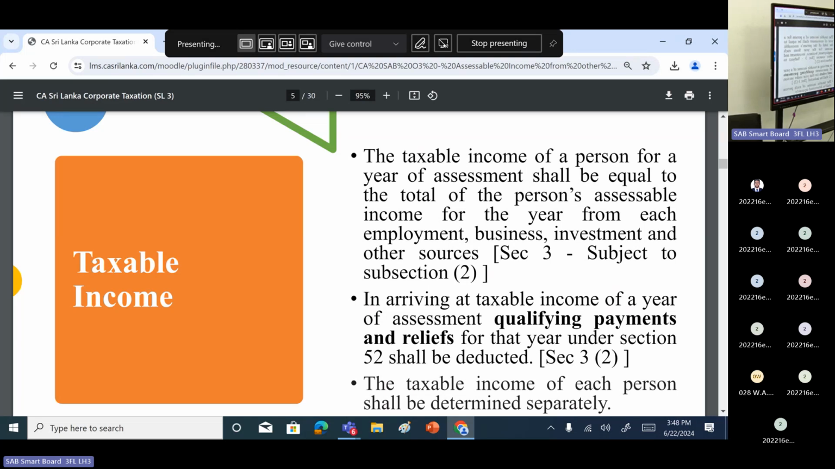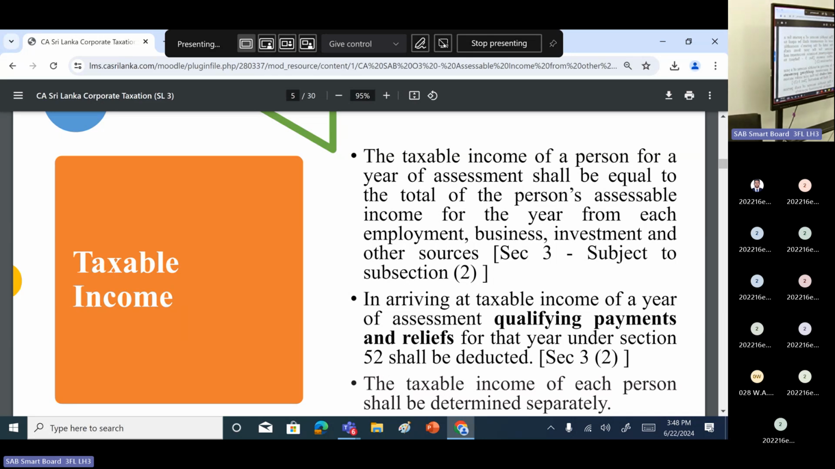Thereafter it says, in arriving at the taxable income, subject to section 3, subsection 2, these things can be deducted. In arriving at the taxable income of a year of assessment, qualifying payment and relief for that year under section 52 shall be deducted. So only two things we can deduct when we arrive at taxable income. What are they? Qualifying payment and relief. Remember, only two items can be deducted from the assessable income when we work out the taxable income: qualifying payment and relief.